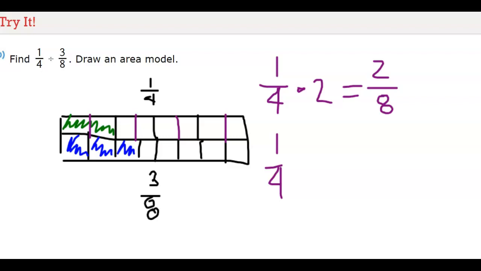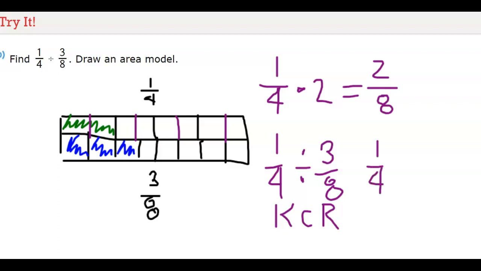1/4 divided by 3/8. We're going to do keep, change, reciprocal. Always remember that with dividing fractions, keep, change, reciprocal. That means you keep the first fraction, you change division to multiplication, and then you find the reciprocal of the second fraction. And then you multiply straight across.